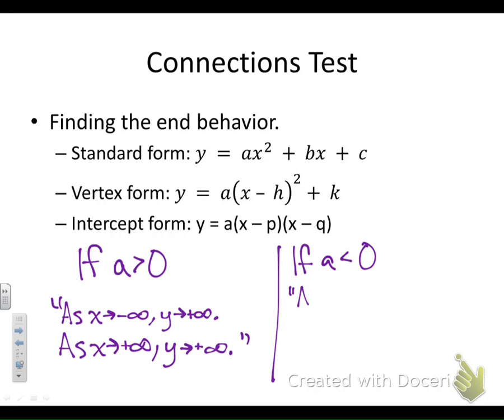If A is negative, I'm going to have to still talk about as x goes left, or as x approaches negative infinity. If the leading coefficient's negative, you're going down and down. So y is going to negative infinity. As you move right, so as x approaches positive infinity, y is approaching negative infinity.